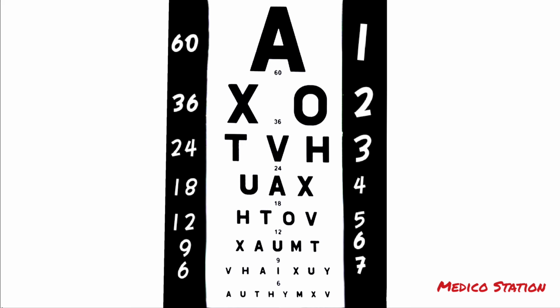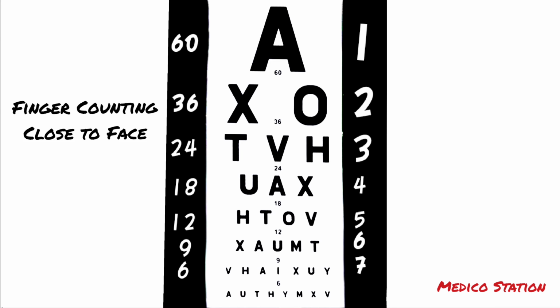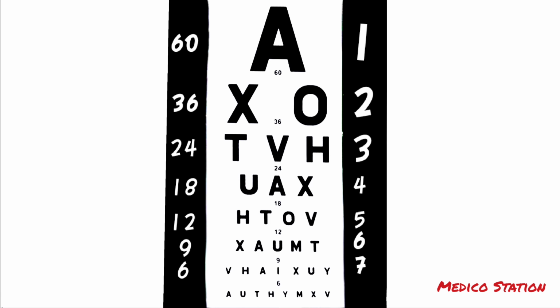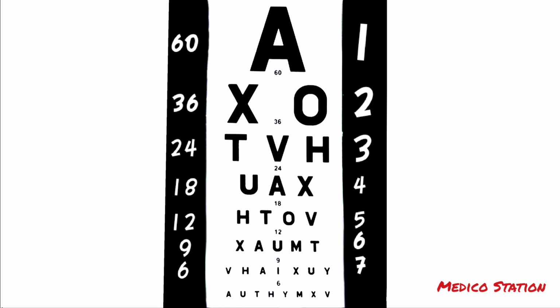If a person is not able to see from a distance of 1 meter, then we do finger counting close to the face. If he cannot count, then we test hand movement perception, and if this is also not possible, then we see if he can perceive light. We put a torch in front of his eye to see if he can detect the light, and if he cannot detect light, that means that the person is completely blind.